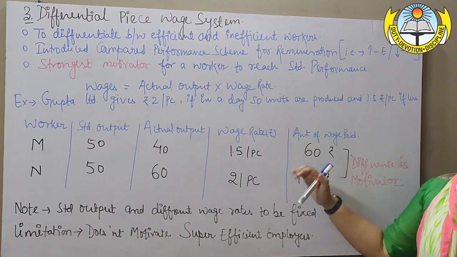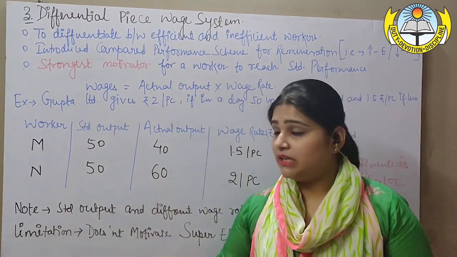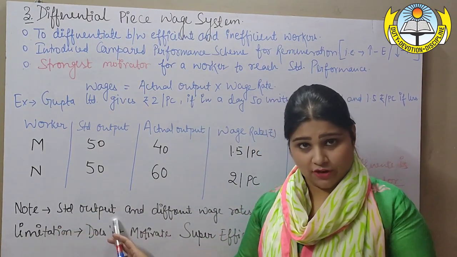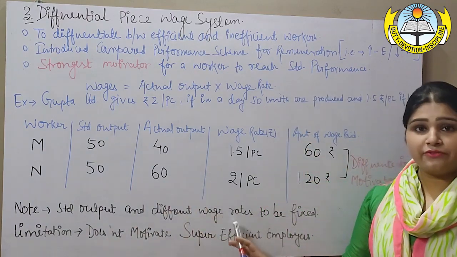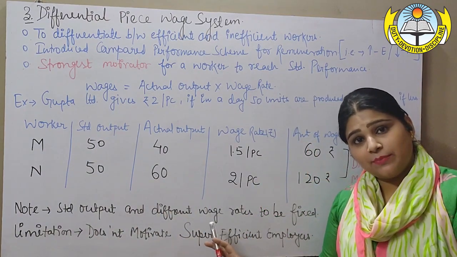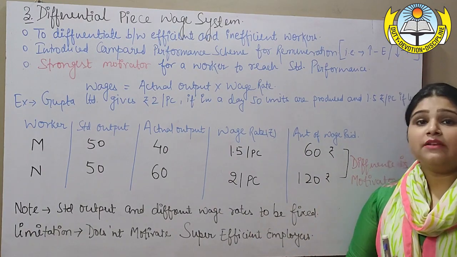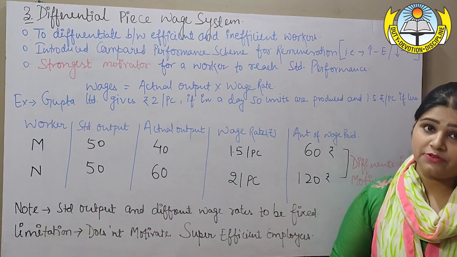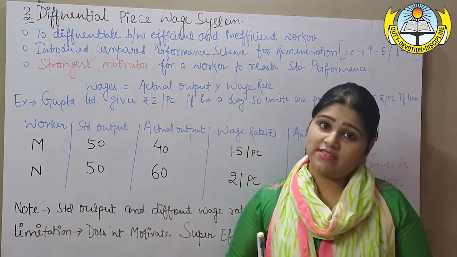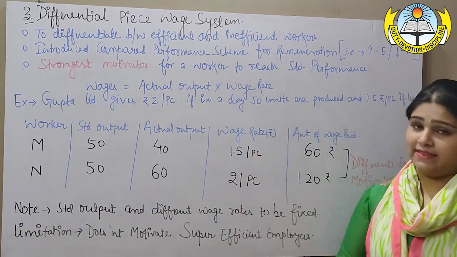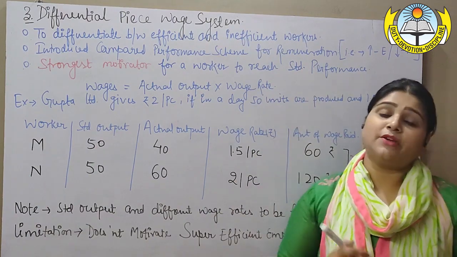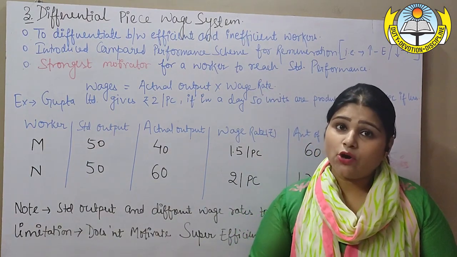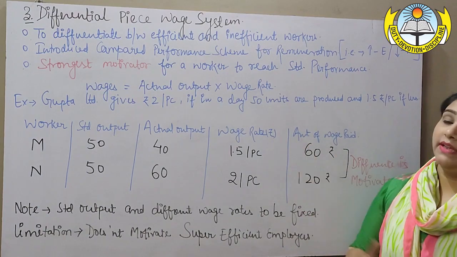But for doing this, he suggested that it is very important to first set up a standard output, and set up two different wage rates, one for the efficient employee and one for the inefficient employee. Also set up the standard time by following the technique of standardization. So the differential piece wage system also incorporates the technique of standardization in itself.